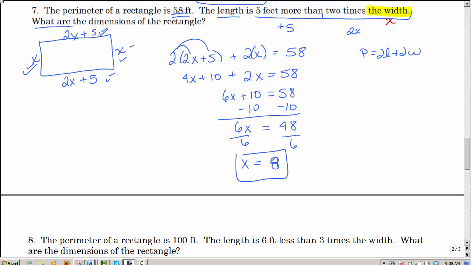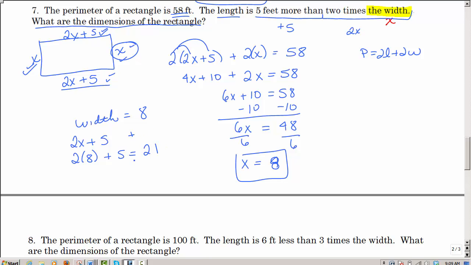Let's go back. What are the dimensions of the rectangle? What does that word mean, dimensions? Does it just mean solve for x? No, it means what's the length and what's the width. So I know that my width, which is x, is 8. But what's my length? My length is 2x plus 5. That means 2 times 8 plus 5. 16 plus 5 is 21.